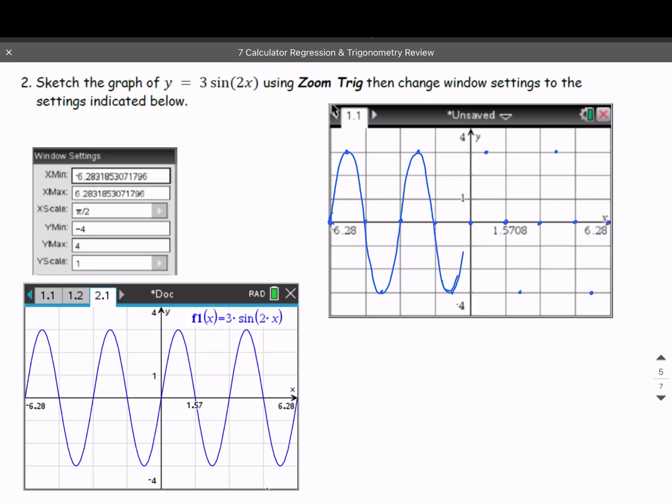Notice when your graph is below the x-axis, it's curved up. When your graph is above the x-axis, it's curved down. That is important. The way the graph curves, there are no straight segments, there are no pointy peaks or valleys. Okay, there we go.